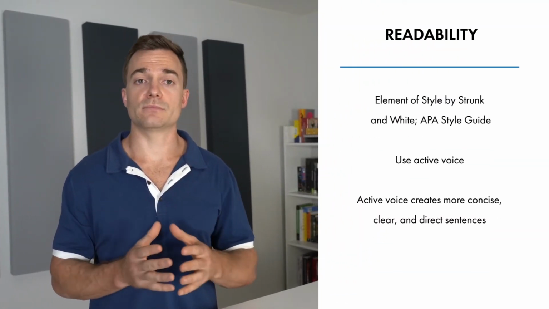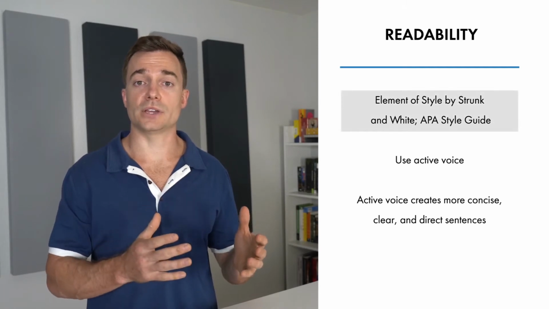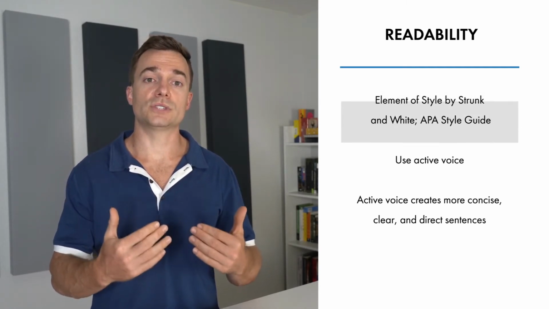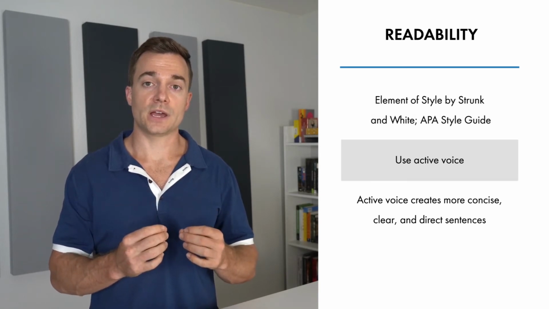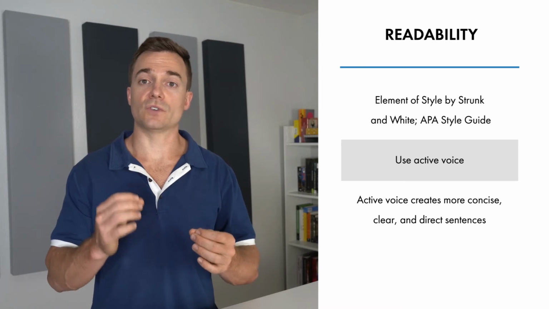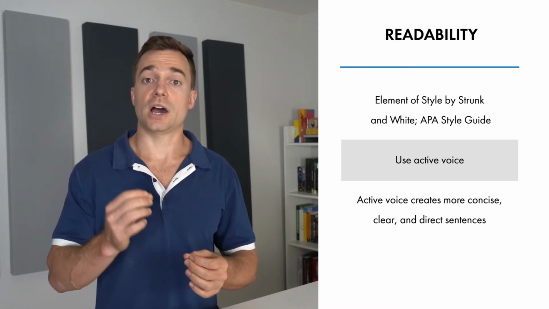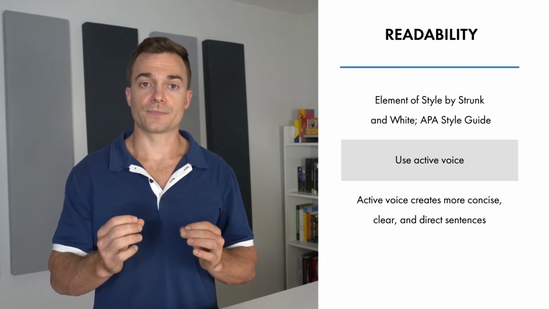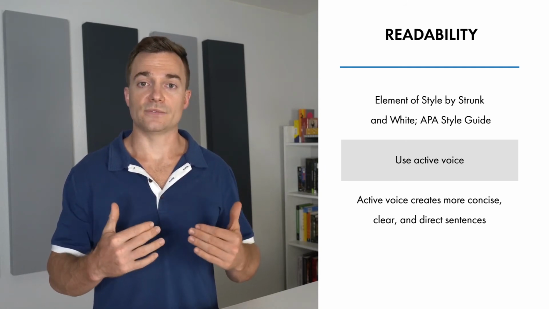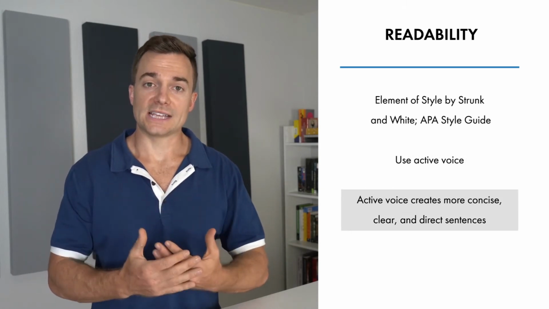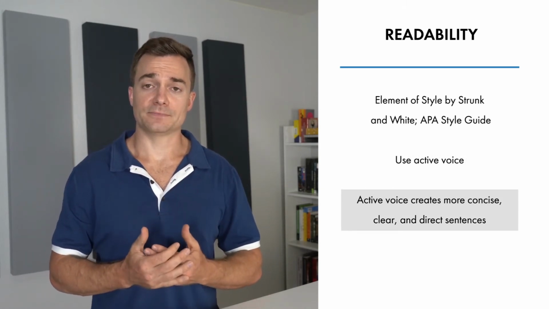Regarding readability, most style guides like Elements of Style by Strunk and White and the API Style Guide recommend using active voice. Unlike the passive voice, in the active voice, the subject of the sentence is followed by the verb and then the object of the verb. Example, The programmer wrote the code. While using the passive voice is acceptable, the active voice ultimately creates more concise, clear, and direct sentences and is easier for the reader to understand.